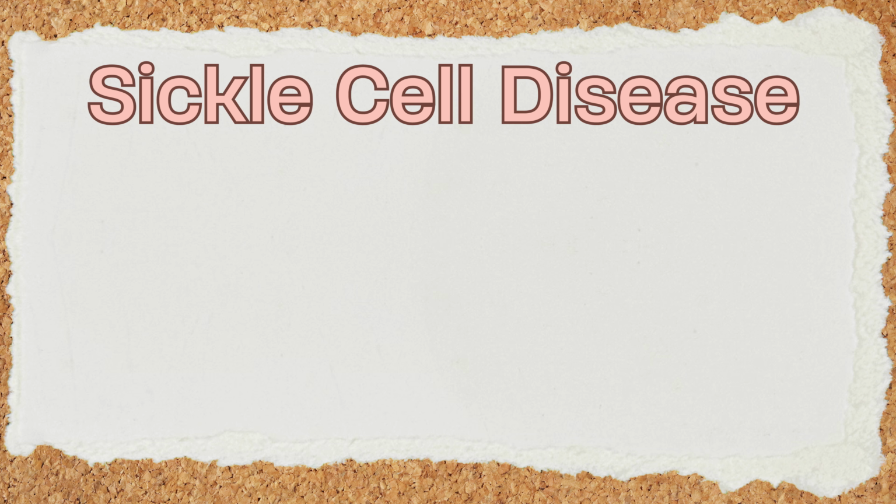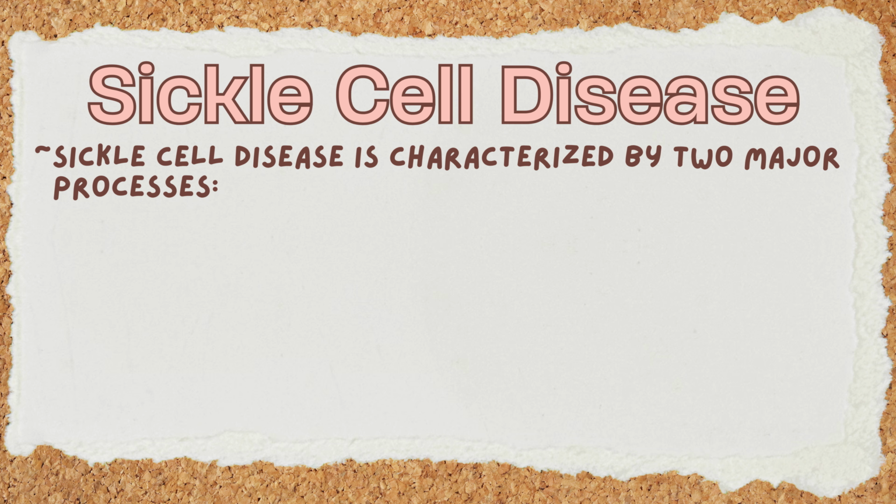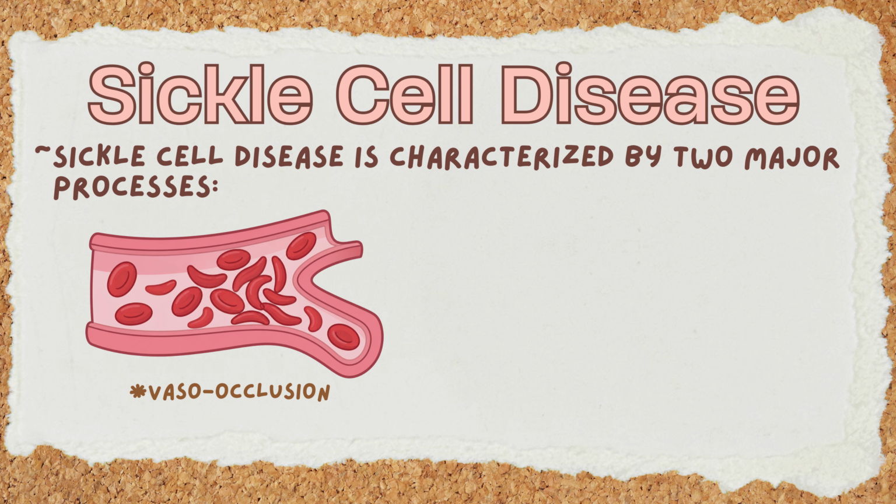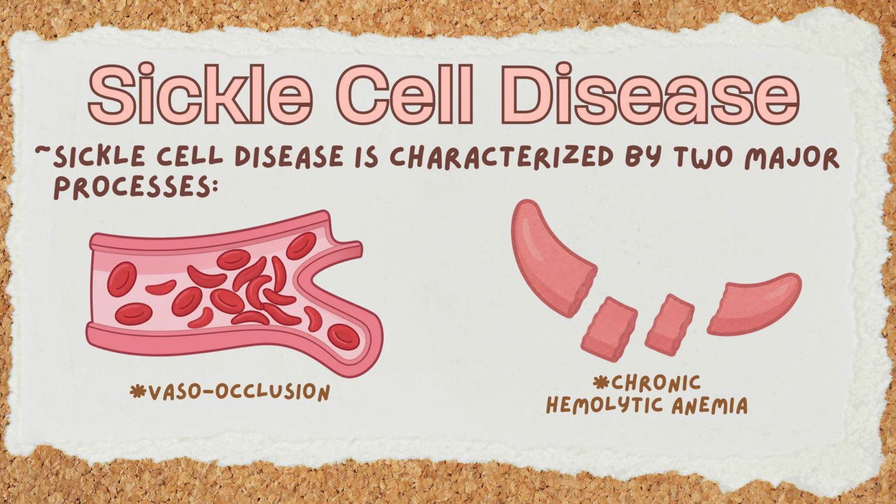As a result, sickle cell disease is characterized by two major processes. The first, vaso-occlusion, leading to ischemia and pain. The second, chronic hemolytic anemia, due to ongoing red blood cell destruction.